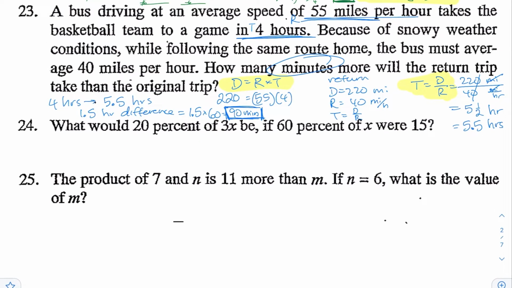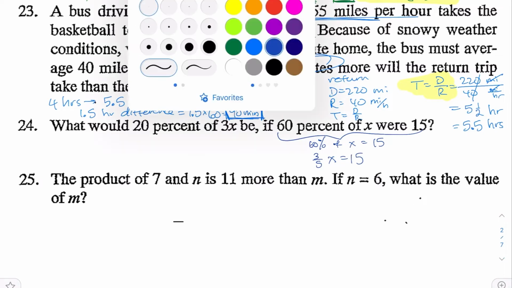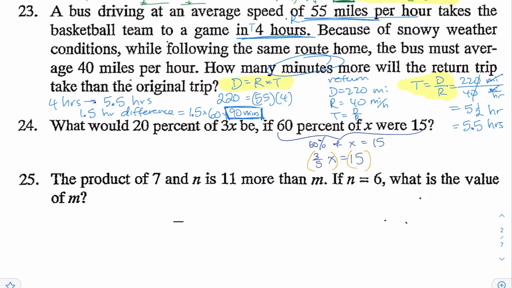Next, number 24. What would 20% of 3x be if 60% of x were 15? So you start with the second equation. 60% of x is equal to 15. 60% is rewritten as 3/5. So 3/5 times x is equal to 15. Here you can solve for x by multiplying both sides by the reciprocal, 5/3. And that will give you x to be equal to 5 times 5, or 25.